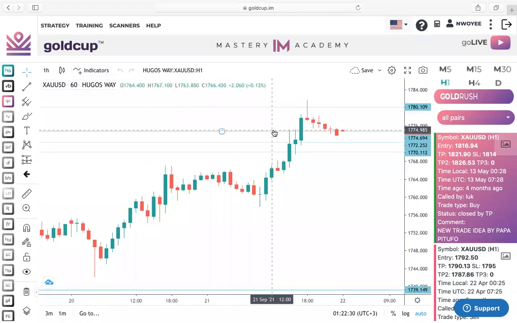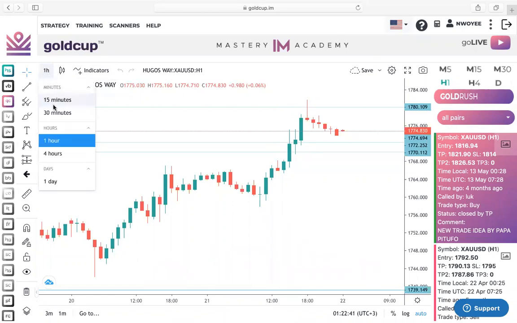So now on Goldcup, I'm going to go over a couple of things on there so that you understand. Right here, you have the time frame. You have the 15 minutes, the 30 minutes, the 1 hour, the 4 hour, the 1 day. And what this time frame does is it controls the candlestick. It shows you the candles on different time frames and what they are doing.